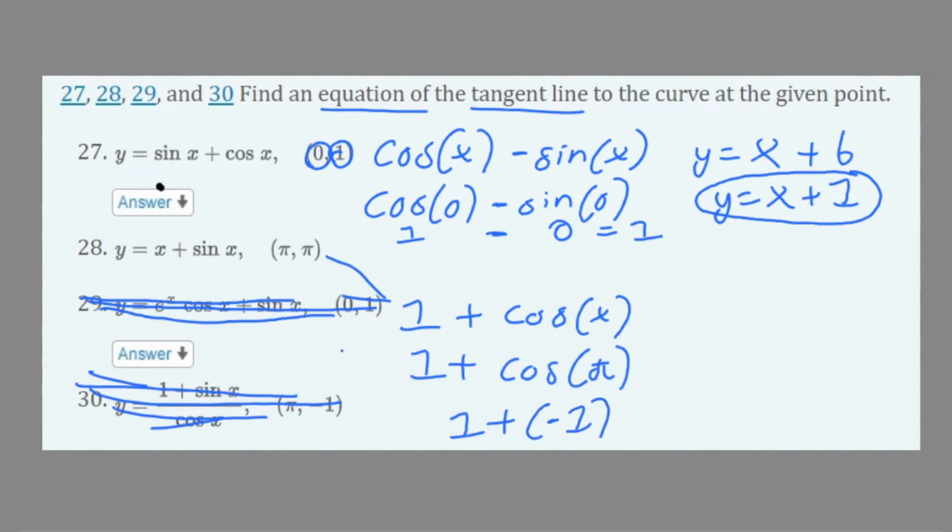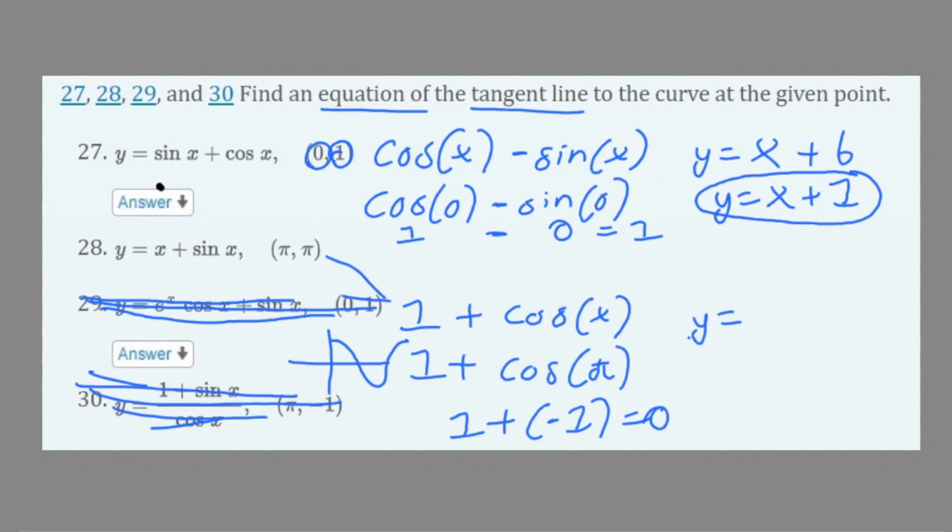which is negative 1, because if we remember on a cosine graph, the cosine graph starts here at 1, and then at pi it reaches down here, and then at 2 pi it goes back up there. And the amplitude is negative 1 just by the normal cosine function. So 1 plus negative 1 is going to give us 0, in which the slope is 0.